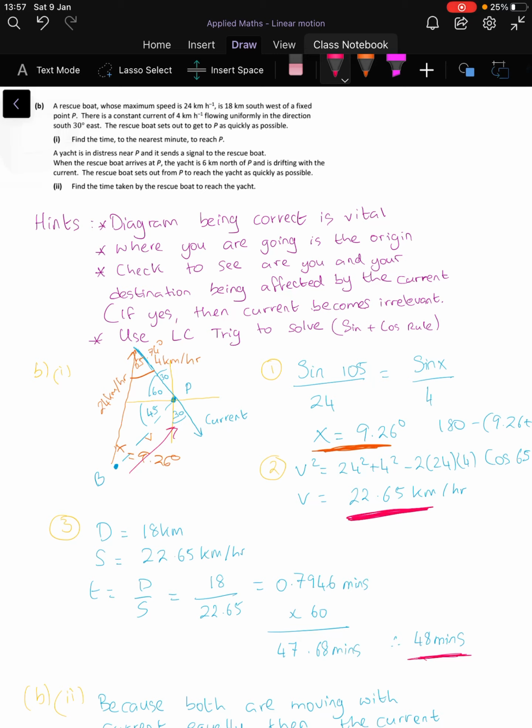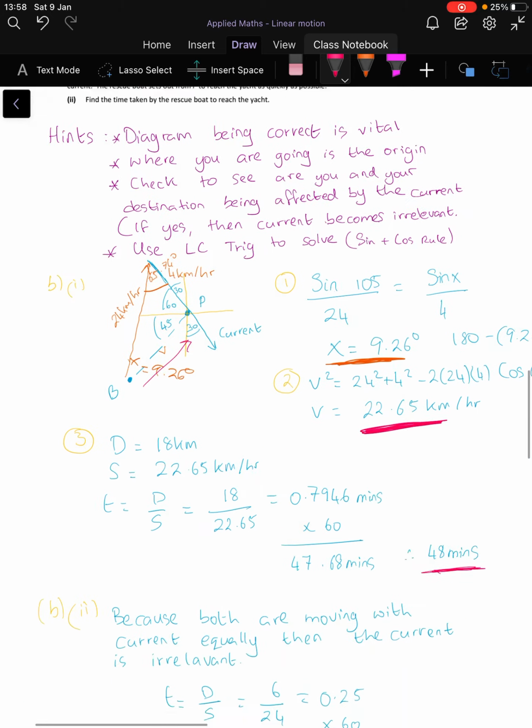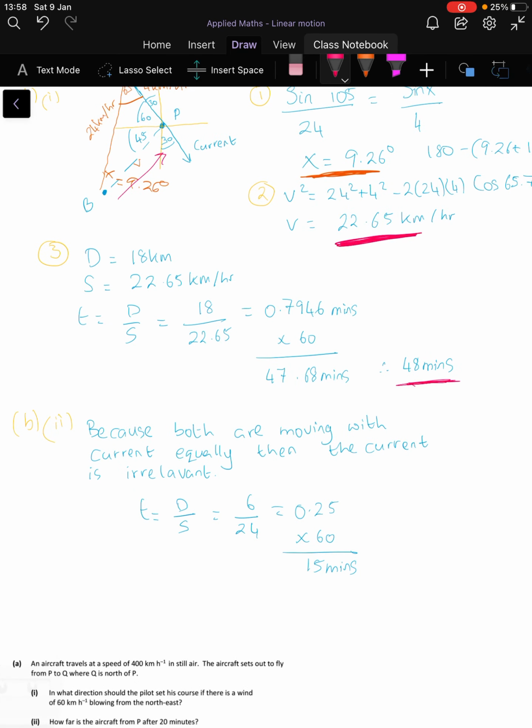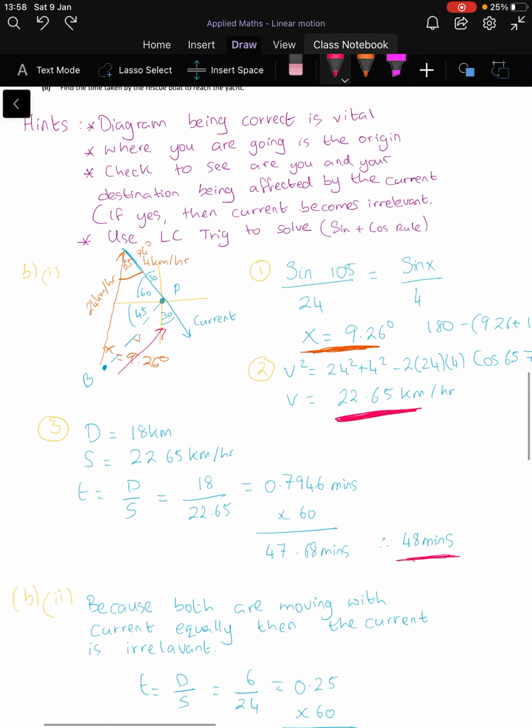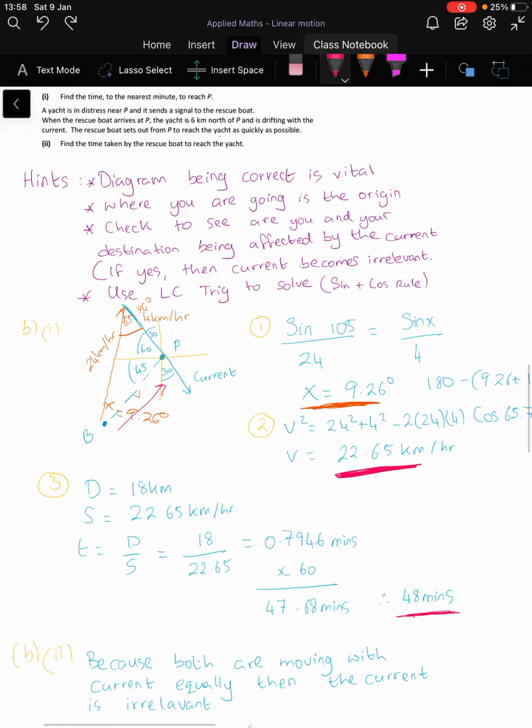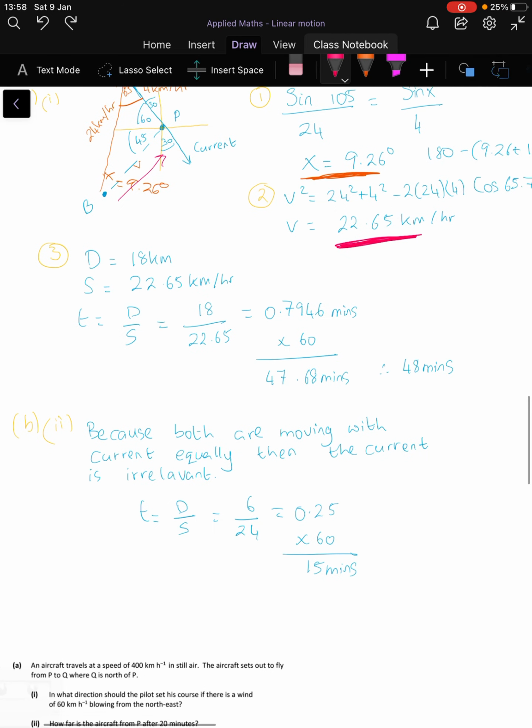So the first thing I notice is that I'm at P now. I know the yacht is directly north of me, and I also know that this yacht is drifting with the current that I will also be moving with. So once we're both moving with the current, it becomes irrelevant, and we're going to go directly 6 kilometers. We know what my speed is. My speed is 24, my maximum speed, because if I go back to the question, they want to get there as quickly as possible, so they're going to go at their maximum speed. Because they are both moving with the current equally, the current is irrelevant.